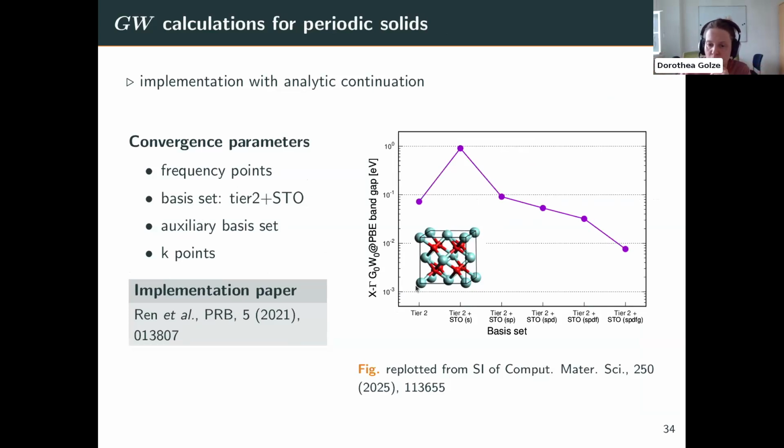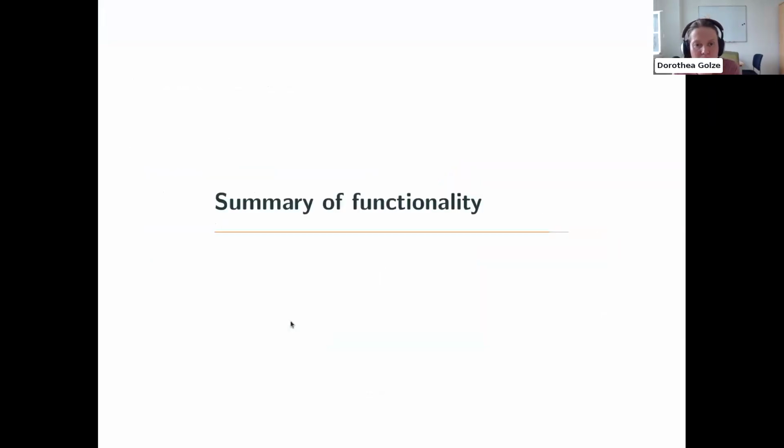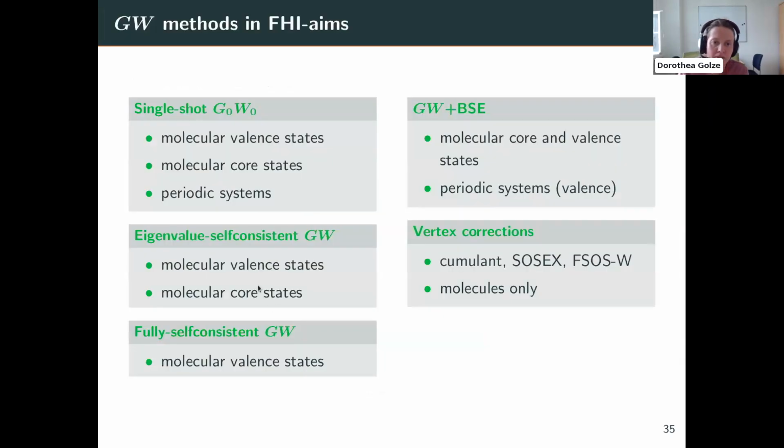This is zirconium dioxide, and you see also here, if you progressively add more STOs, how you then basically start to converge the calculation. And as already mentioned, this is the implementation paper here from 2021. To summarize quickly the functionality, so we have single shot G0W0 for molecular valence states, molecular core states, periodic systems, eigenvalue self-consistency for all the molecular cases, and fully self-consistency also only for the molecular cases, but it's also terribly expensive. I think it is not really feasible.